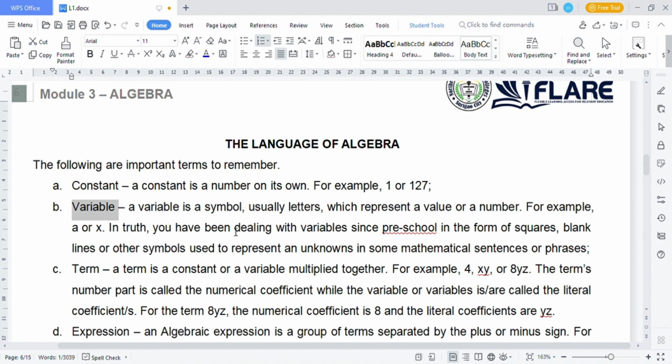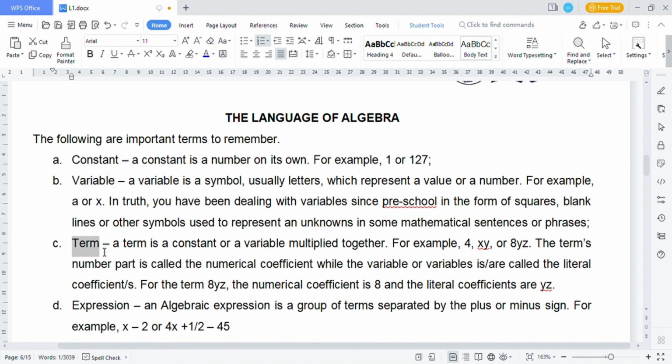A variable is a symbol, usually a letter, like x earlier. We also call that a variable since it is a letter which represents a value or a number. For example, a or x. In truth, you have been dealing with variables since preschool in the form of squares, blanks, lines, or other symbols used to represent unknowns in some mathematical sentences or phrases. So in here, we will be using letters as our variables. So numbers are our constants, letters are our variables.